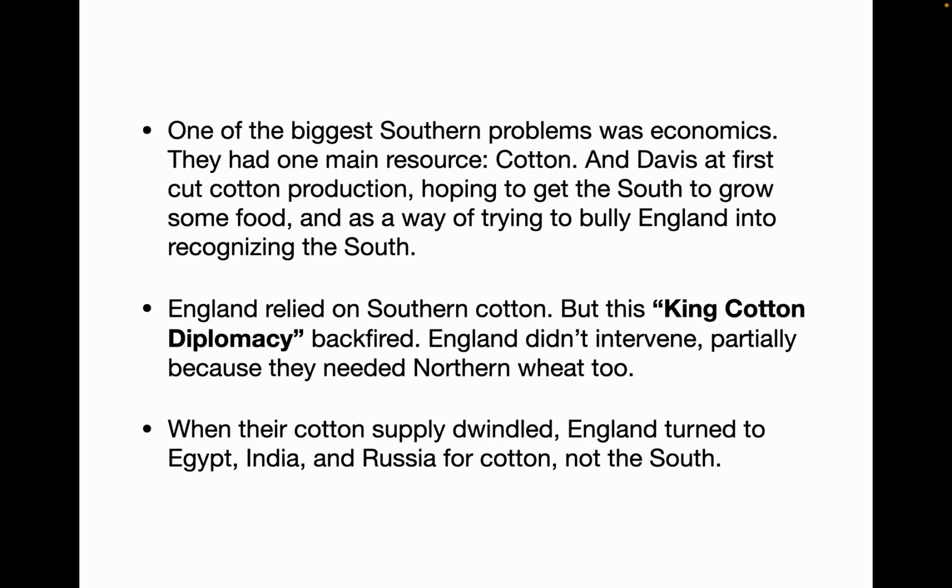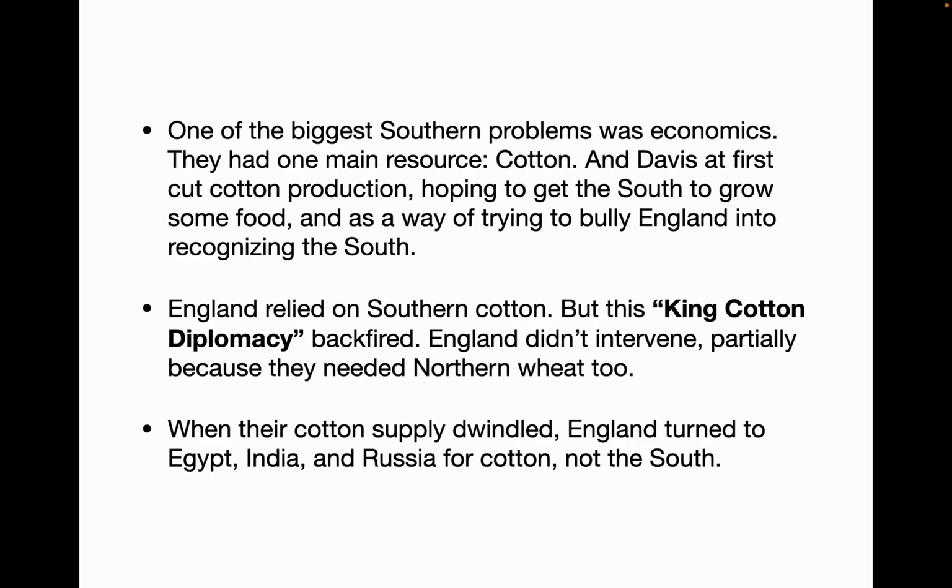One of the big Southern problems they had was economics, and that was because they had been overly dependent upon cotton before and during the Civil War, actually. At first, Jefferson Davis tried to get the South to start growing more food and less cotton to make them self-sustaining, hoping also as a way to possibly say to England and France that, hey, if you guys don't come over on our side, you're not going to get any more cotton from us. England and France had relied upon Southern cotton to fill up their textile mills. However, King Cotton diplomacy, as they called it, backfired.